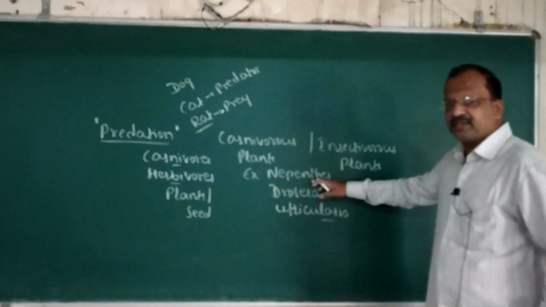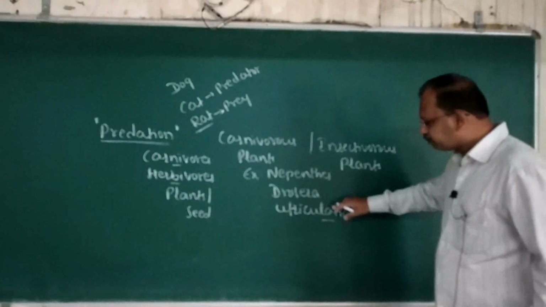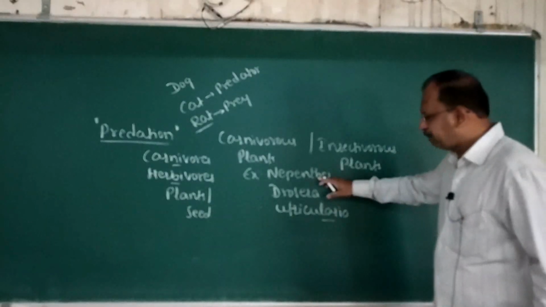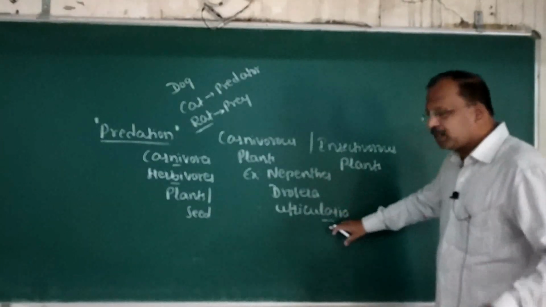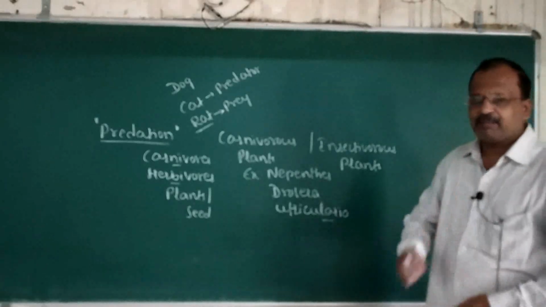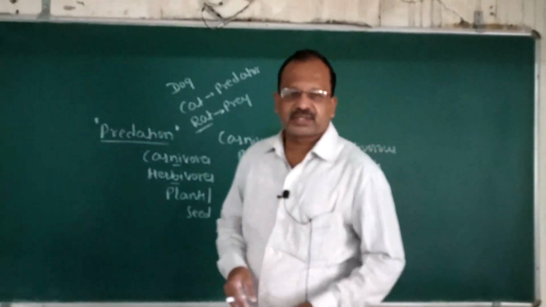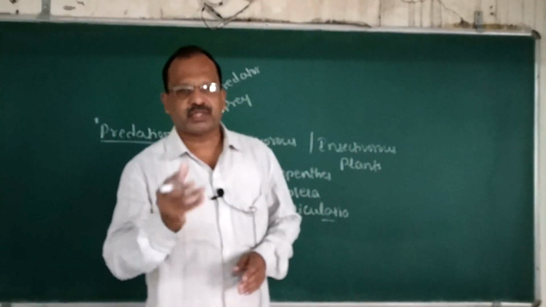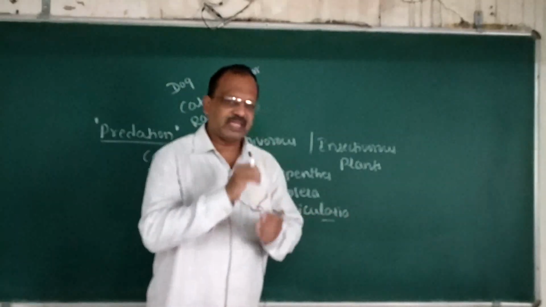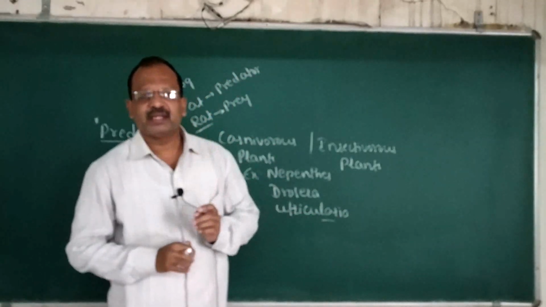Examples are Nepenthes, Drosera, Utricularia. They will trap the insects or they will kill the insects just to get nitrogen.